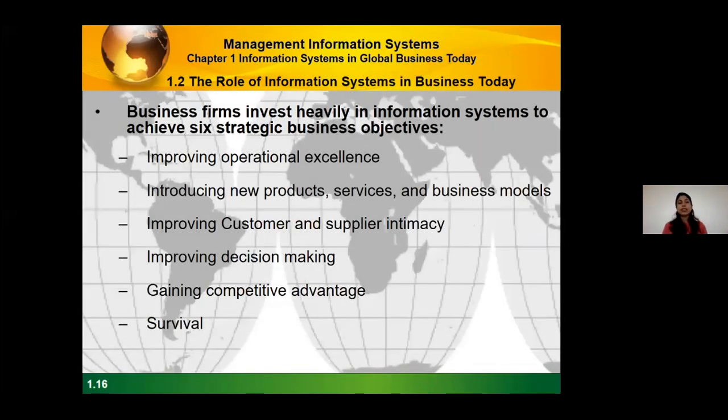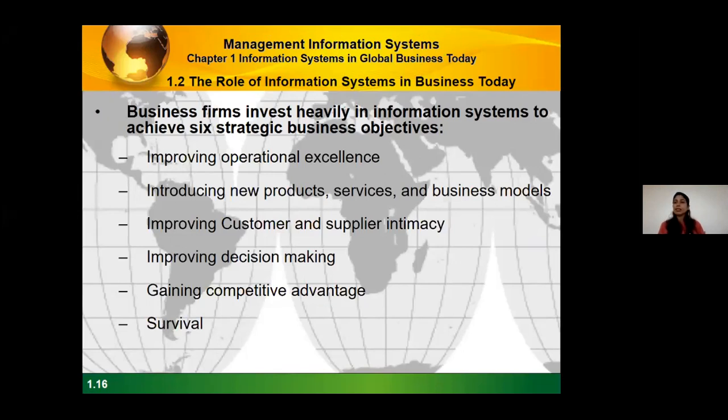Right. So then it says business firms invest heavily in information systems to achieve 6 strategic business objectives. Now we are going to look at why business organizations invest in information systems. One of the main reasons is that it helps the organization to achieve its strategic business objectives in a more efficient and effective way, right?